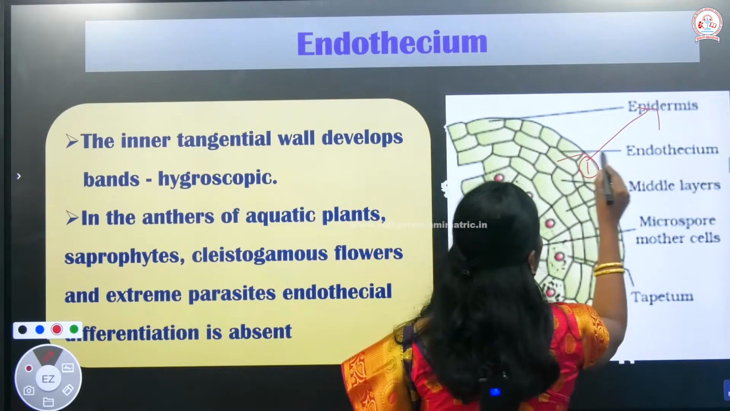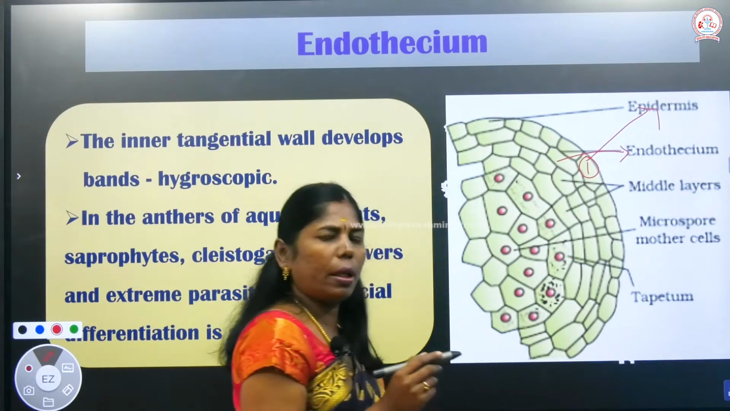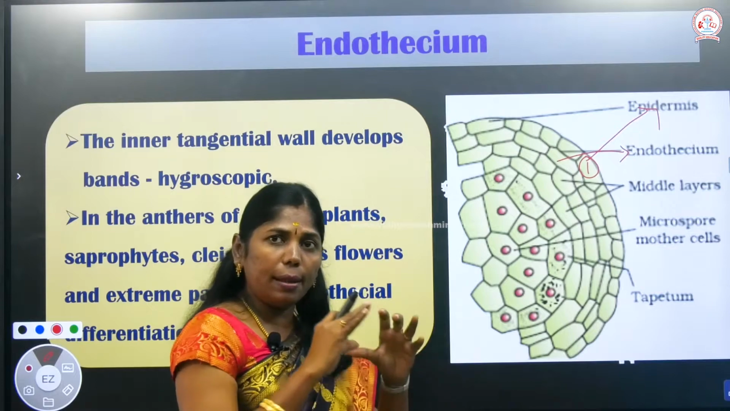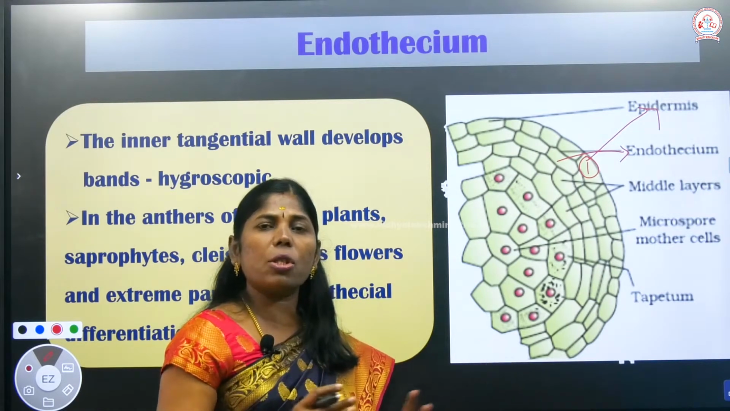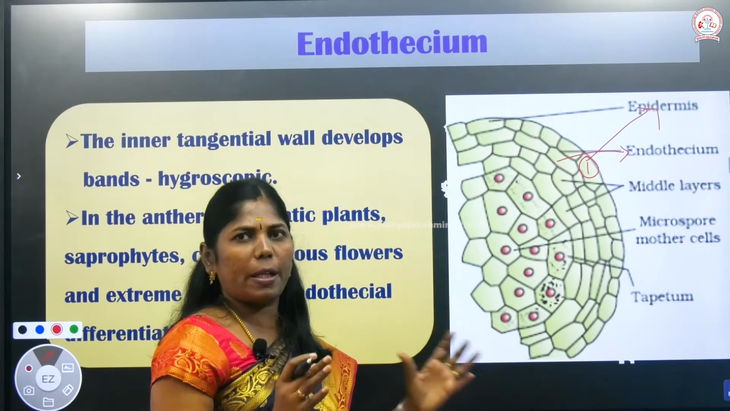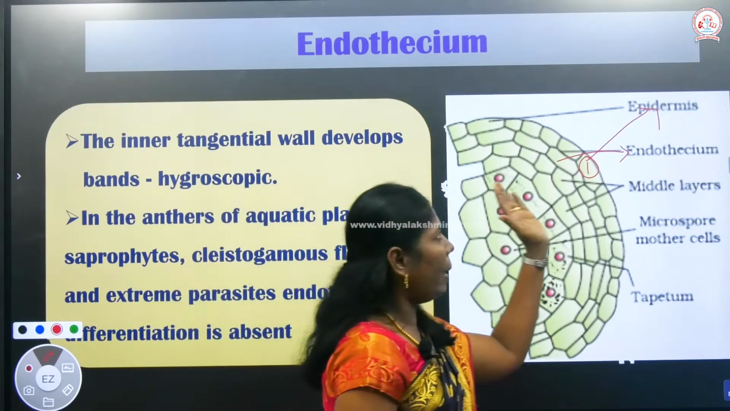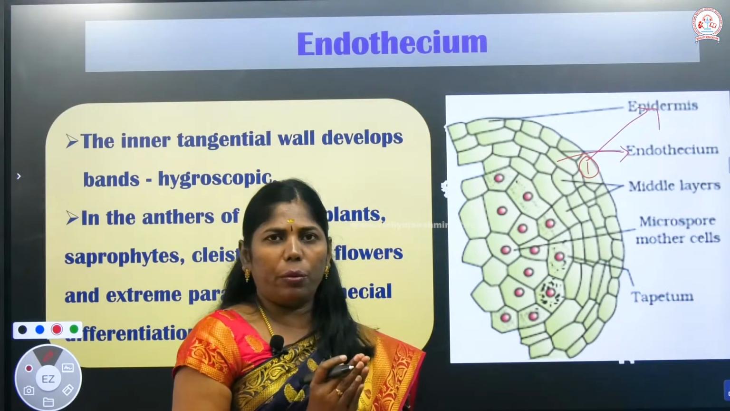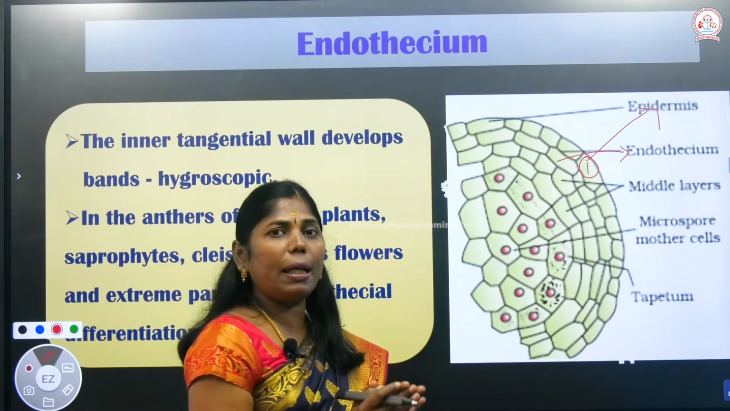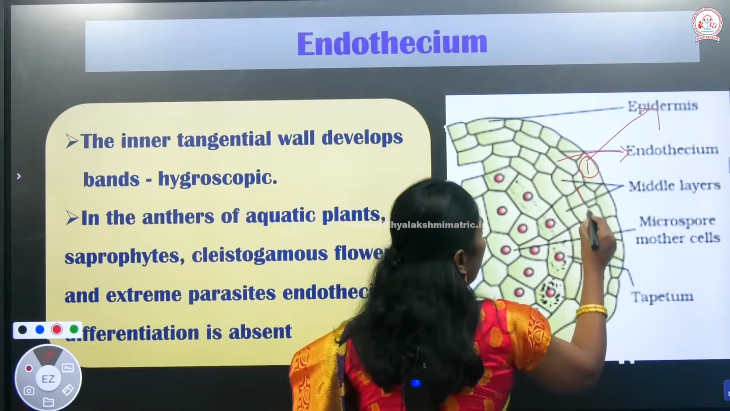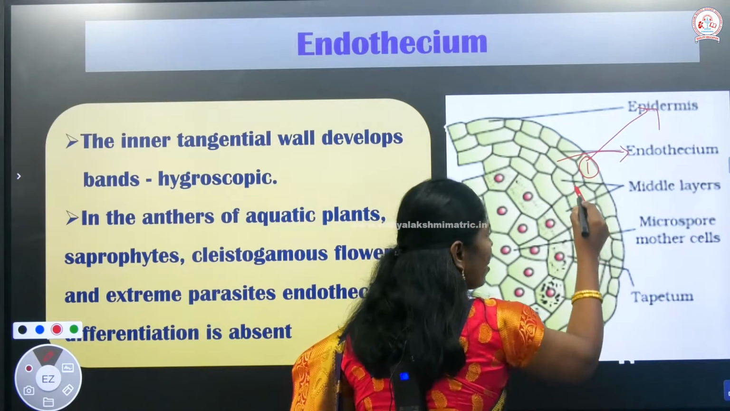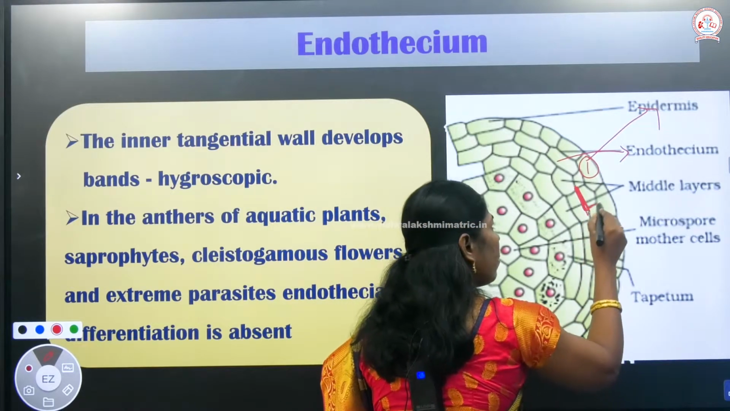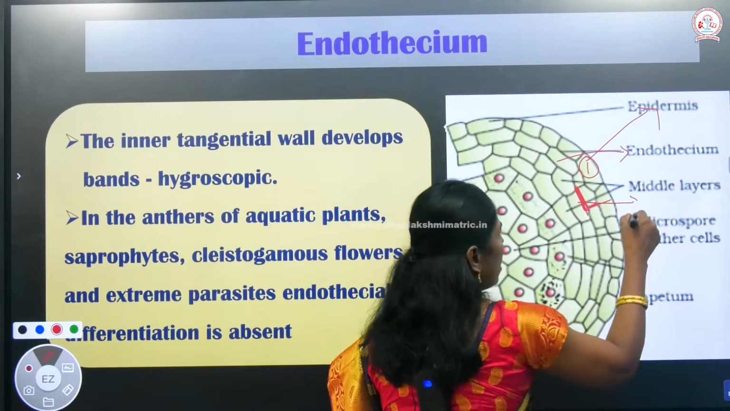The second layer is the endothecium. The endothecium is made up of parenchymatous cells, a single layer, compactly arranged without intercellular spaces. So, this is the endothecium. We can see a thickening band. We can see the thickening in the tangential wall. This is what we call the tangential wall, and this tangential wall has thickening. Sometimes we can also see the thickening in the radial wall. So, this is a tangential wall.